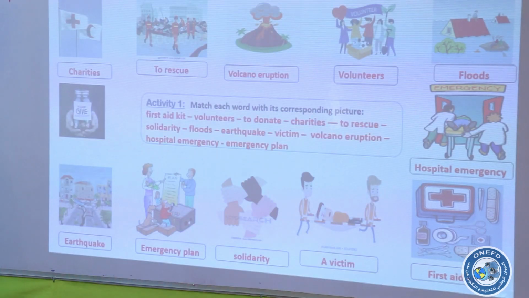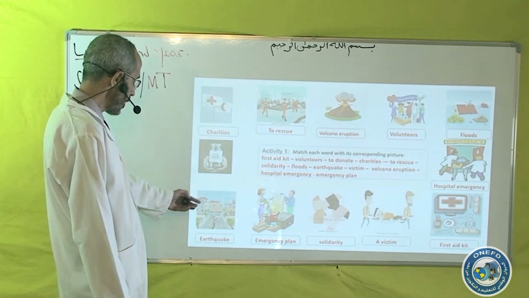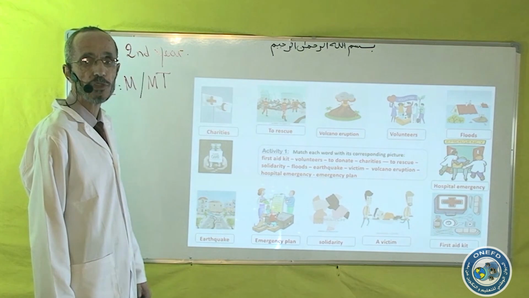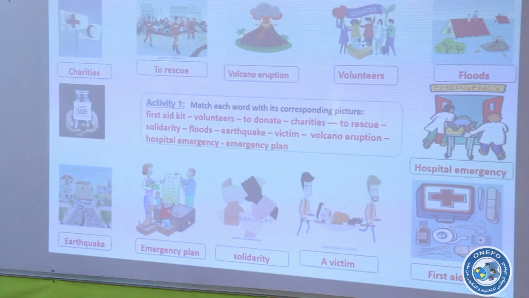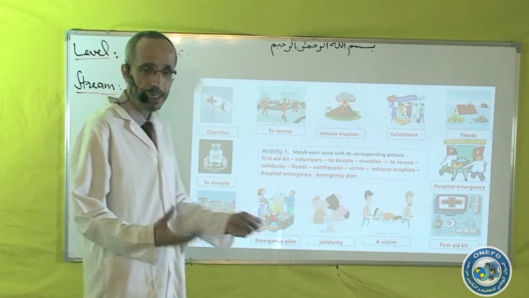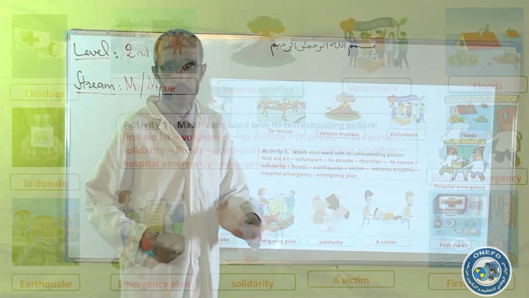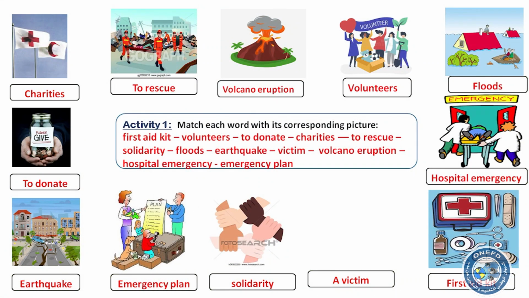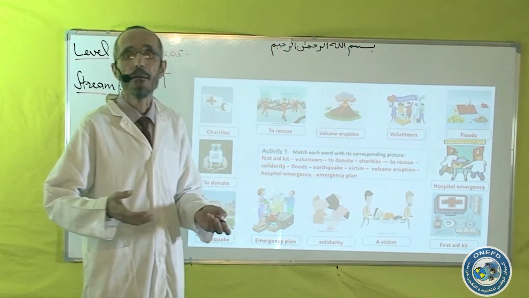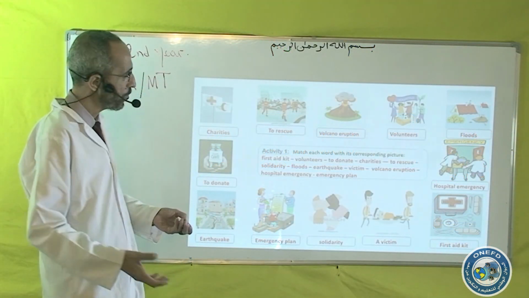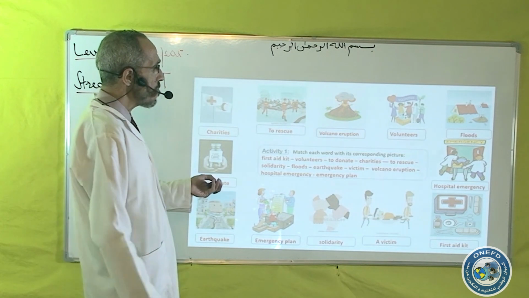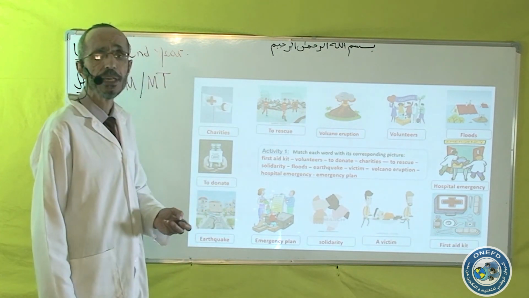Picture number 11, this is an earthquake. So, look at the damage it causes. And the last picture, the verb to donate. Donate money, donate food, clothes for the needy people. The needy people can be poor or can be victims of disasters. Let's move to activity number 2 now.